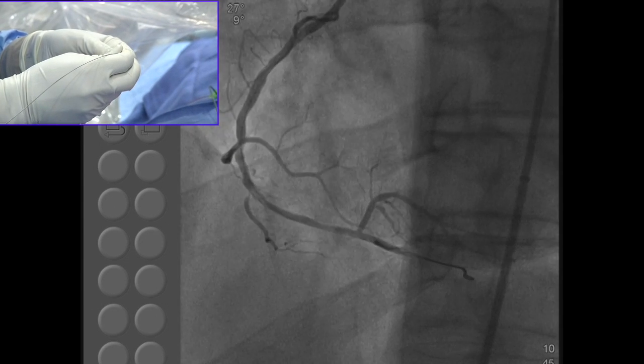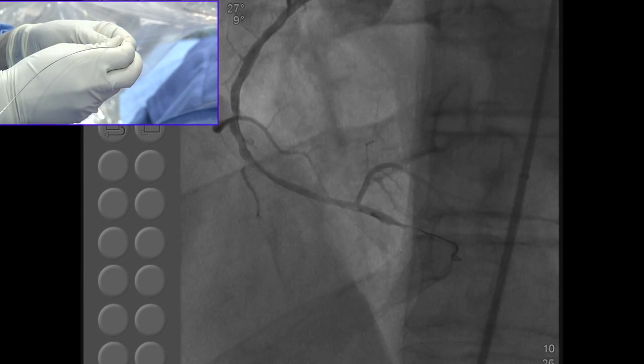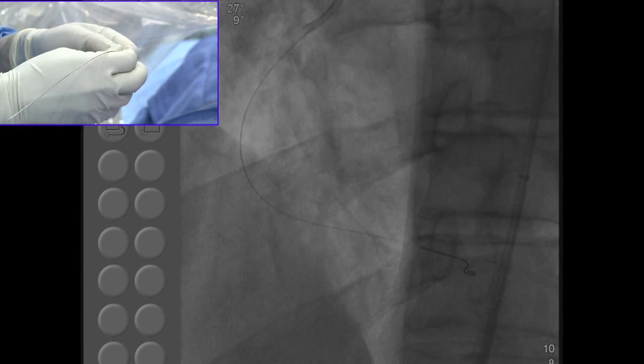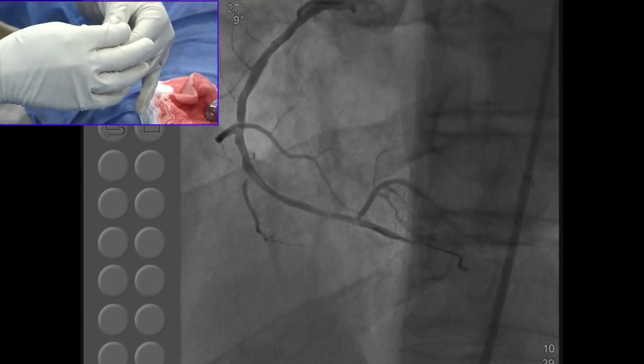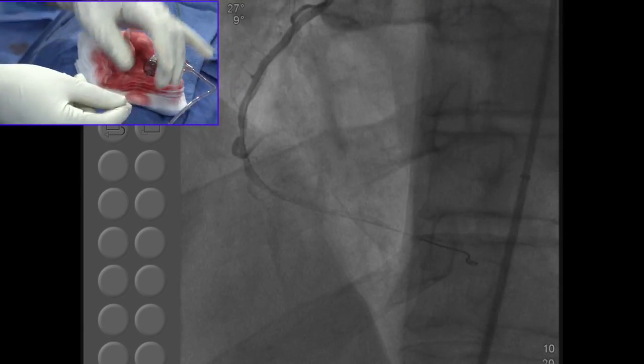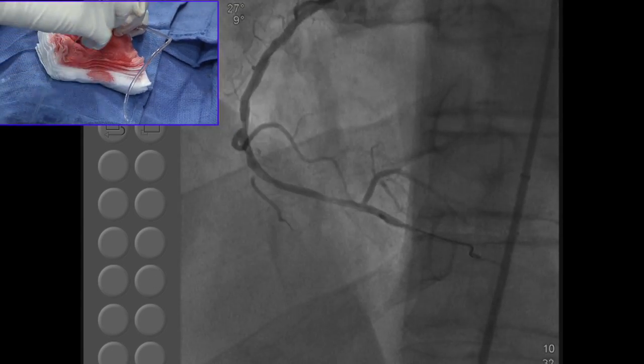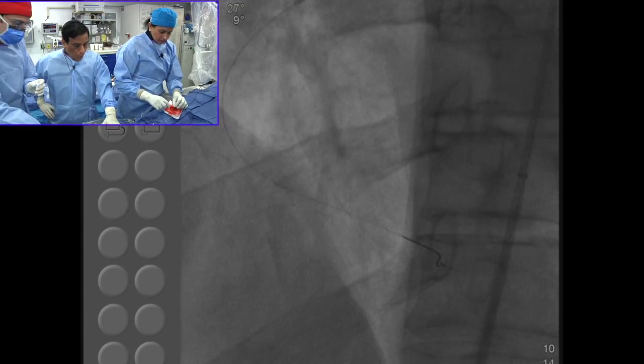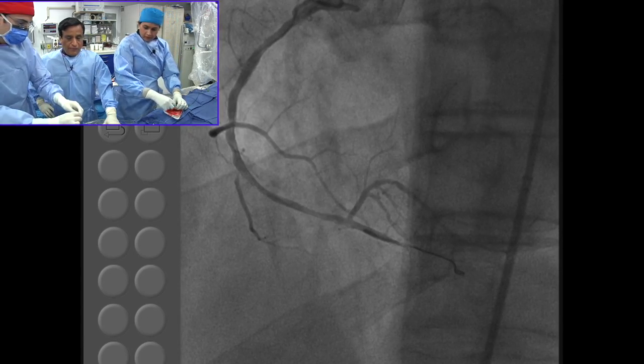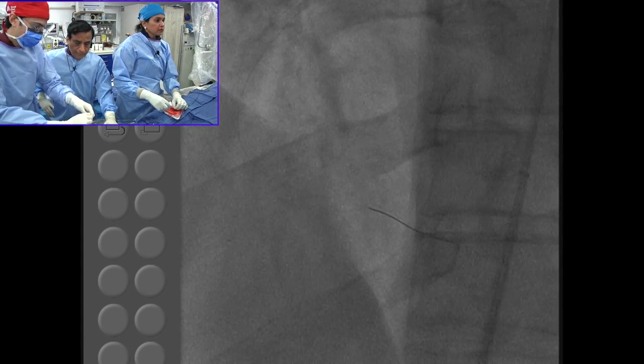So clearly you need to do lesion preparation better. That's one. Secondly, people ask whether you need to do IVUS in every case. I would say no, as long as you have gone with a post-dilatation, and that is the key. If you have gone with a one-to-one size post-dilatation, that's perfectly fine in these cases.